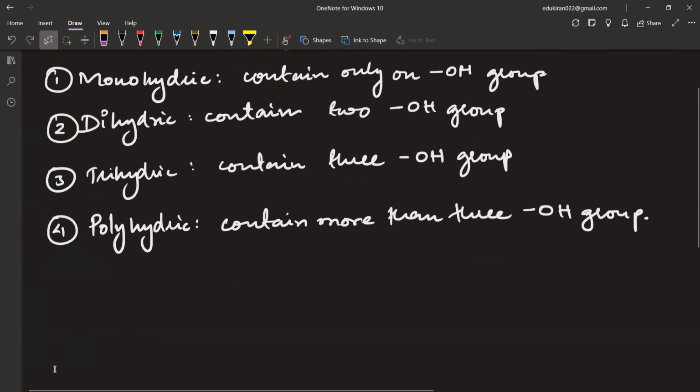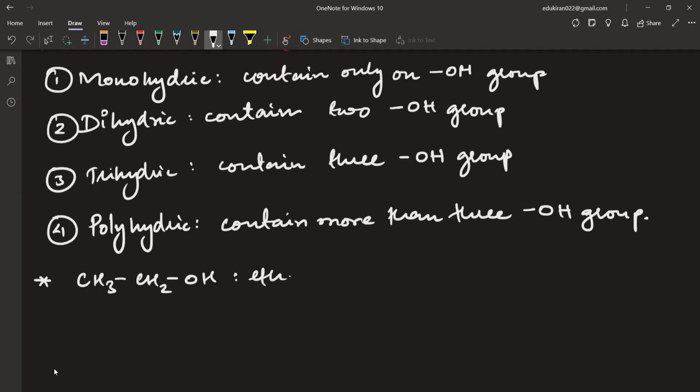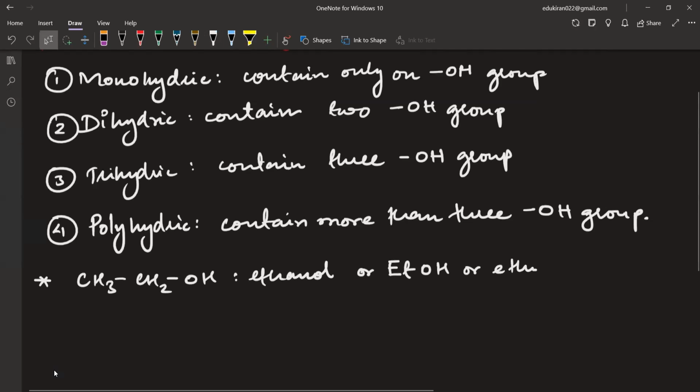One of the most common alcohols is ethanol. It is also used as a solvent. So you have to remember the structure also. CH3CH2OH. It can be written as ethanol. You may also see it as EtOH. Et is short for ethyl, and OH, and it is also known as ethyl alcohol. So you have to remember all of these three names. This is one of the important monohydric alcohols.